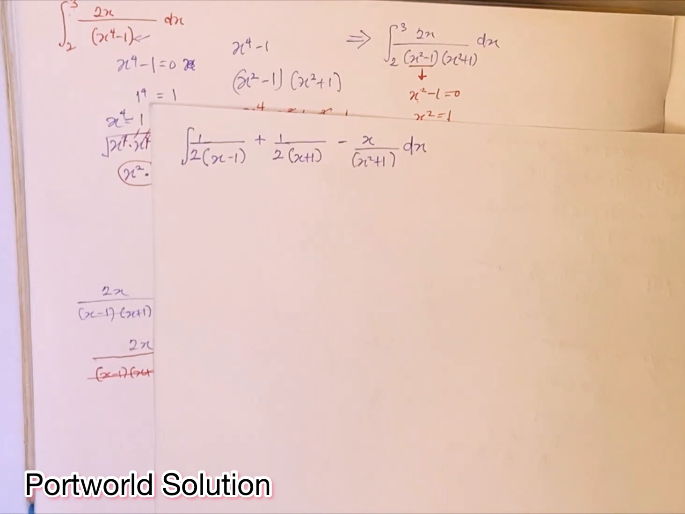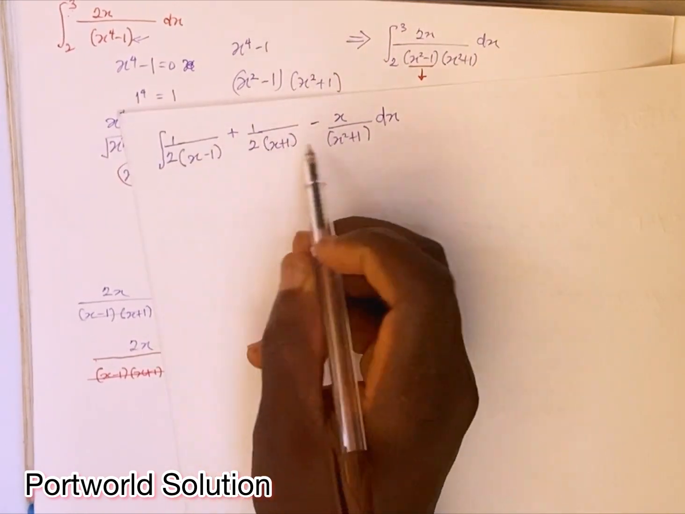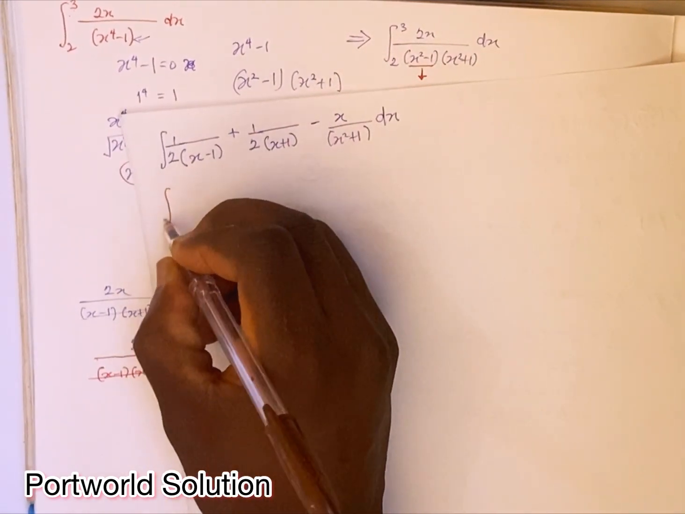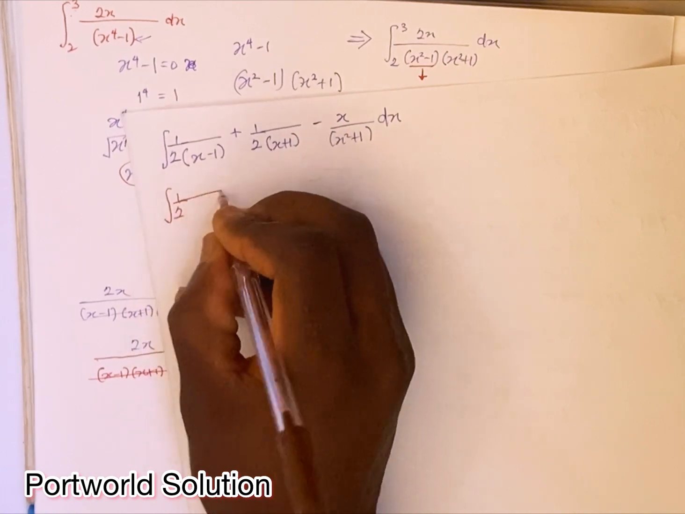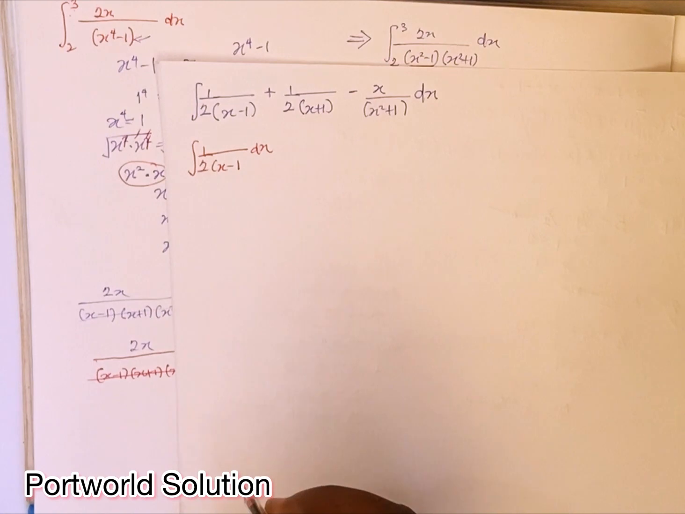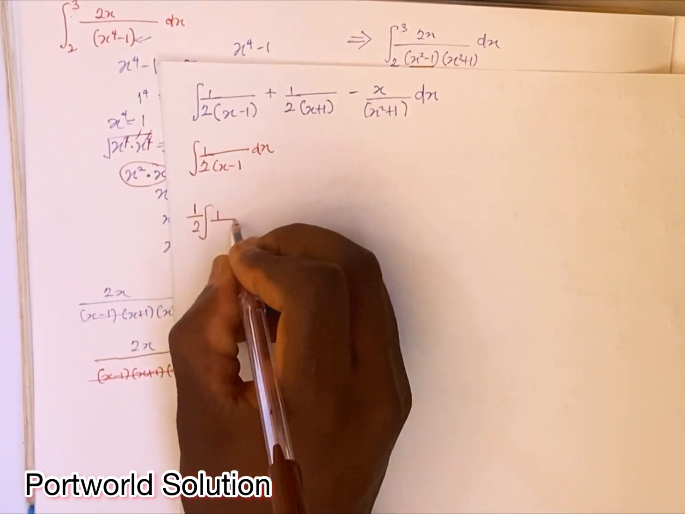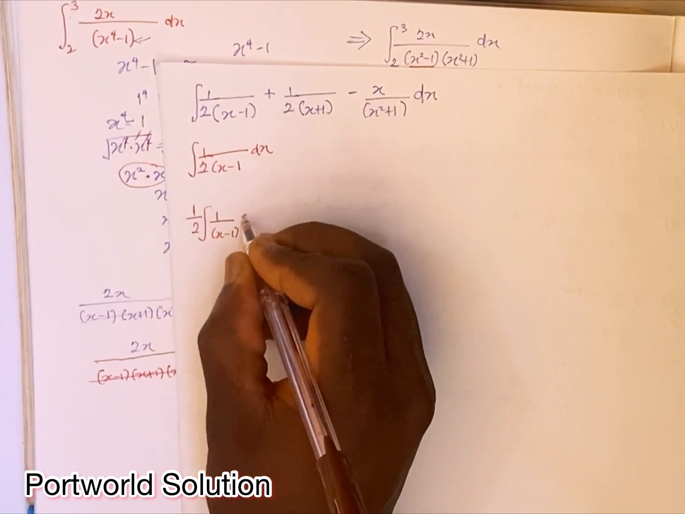All the best. So now let's go ahead and integrate this. I'm going to separate them one by one, and then I will integrate. Separating it, I'll have this one to be integral of 1 over 2 into bracket x minus 1 dx. Let's deal with this first, right? So dealing with it, I'm going to have 1 over 2 integral of 1 over x minus 1 dx, right?